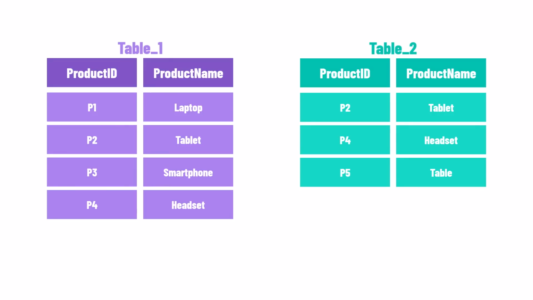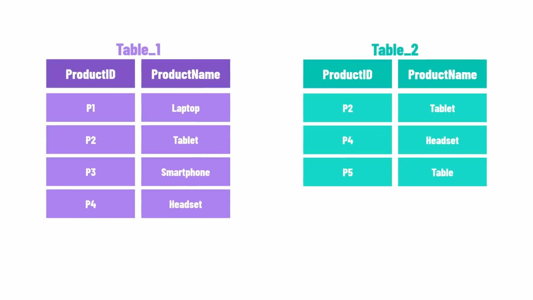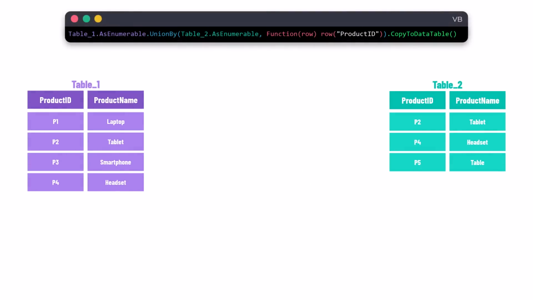This means the content of the other columns is not important anymore, only the content of the column product ID in both tables. Here's the query to achieve that. The first sequence will be the first table with the AsEnumerable method, to convert the table to an enumerable row collection of data row. The second sequence will be the same but using the second table.